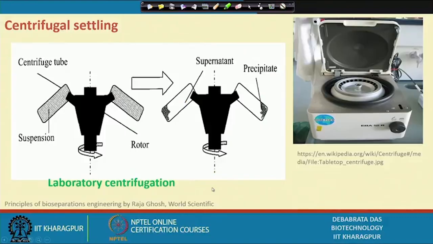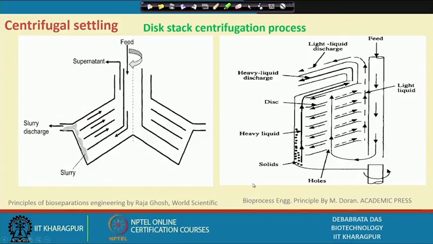Now, this is how centrifugation works. When you centrifuge, the liquid will be close to the center, and your solid material will be at the periphery. This is how the solid separation takes place in the centrifuge, and this is the kind of lab centrifuge we use in our lab. This is the disk stack centrifuge machine. We have different disks, and you can see here how the solid accumulation takes place.